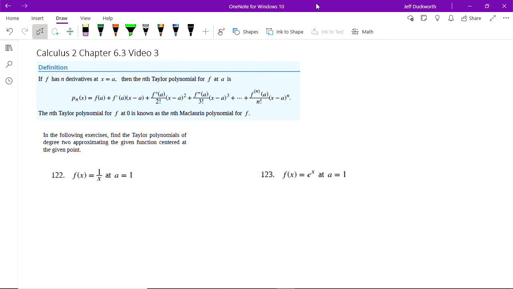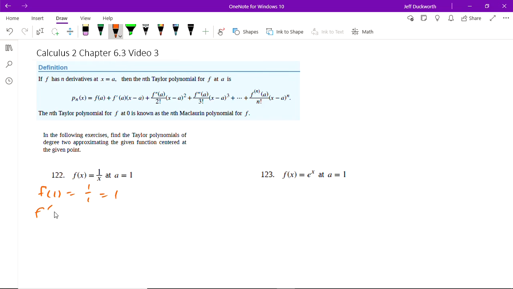All right, two more examples from the same group of problems that I did in the previous video here. Again, we're looking for degree 2. In the following exercise, find the Taylor polynomials of degree 2 approximating the given function centered at the given point. Okay, so we have 2 different functions from what we had before. We know we have to find f at 1, which is just going to be 1 over 1, which is going to be 1.